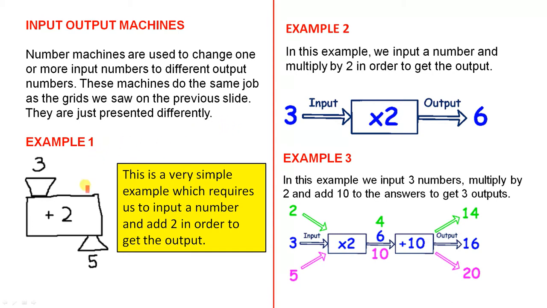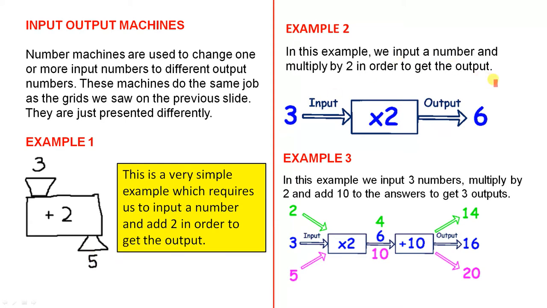Now here's the first example. This is a very simple machine where we assume the number that you are going to input is 3. So the number goes into the machine and you have to add 2 to arrive at the output. So this is a very simple example which requires us to input a number and add 2 in order to get the output. So you put 3 in the machine, 3 plus 2 gives you 5. You can't get any more simple than that.